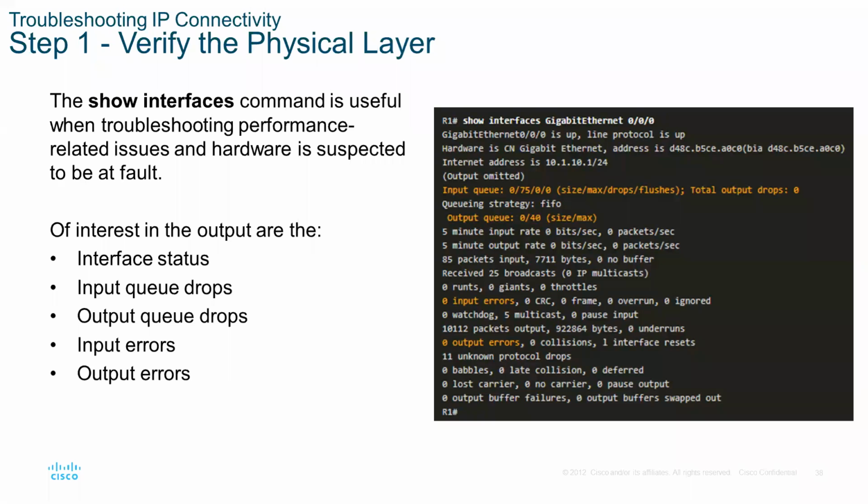See if there are any errors in the queues or in and output, CRC checks, that sort of thing, whether there are collisions occurring. See how many drops are occurring. Maybe it's congested and it's getting a lot of traffic, so it may have lots of drops, lots of errors.